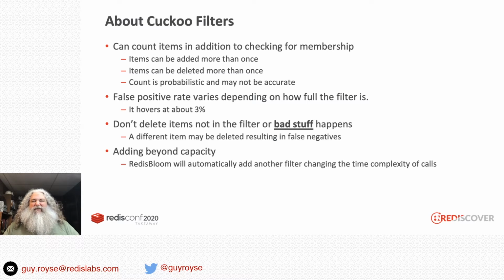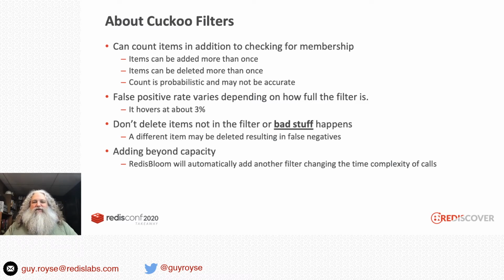Cuckoo filters actually can count items in addition to checking for membership. These counts are probabilistic and they're not terribly accurate, so this isn't its primary purpose, but it is a thing that you can access. You can add items more than once, and as you add them multiple times, the count goes up. You can also delete items, and as you delete them more than once, the count goes down. The false positive rate is not under your control. It's just a feature of how cuckoo filters work, and it depends on how full it is, but it's usually about 3%.